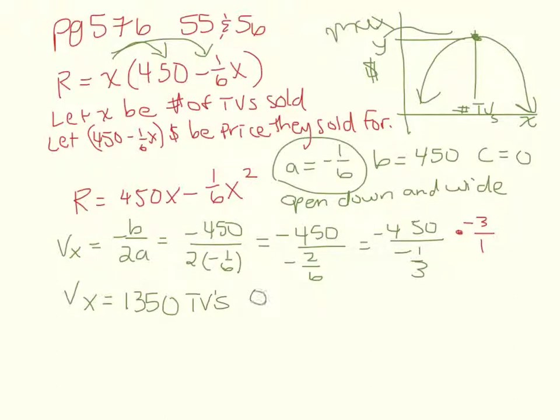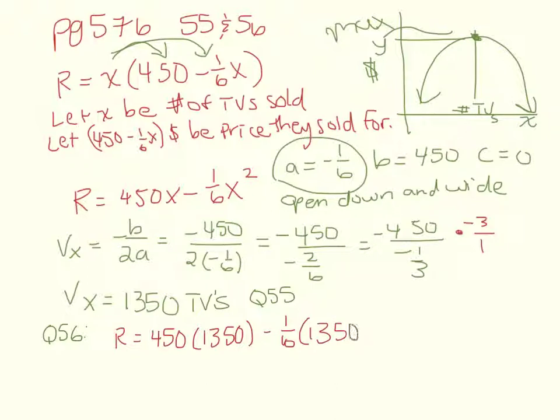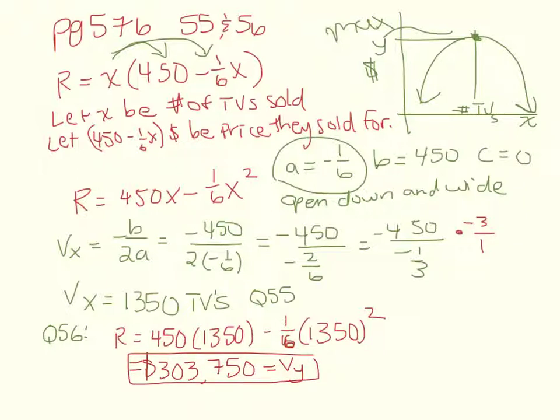Now let's answer question 56. Question 56 says, what is the maximum revenue from selling that number of TVs? I need to take my x-coordinate of the vertex and plug that into the original equation. And so I get 450 times 1350 minus 1/6 times 1350 squared. For this one, for sure, you probably want to use a calculator. Plugging all those good numbers into a calculator, you should get 303,750 for your y-coordinate of the vertex. Remember, that's dollars. That's the amount of revenue. And so the y-coordinate of the vertex would be $303,750.